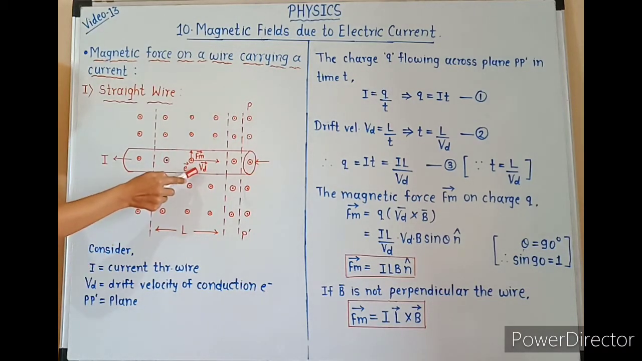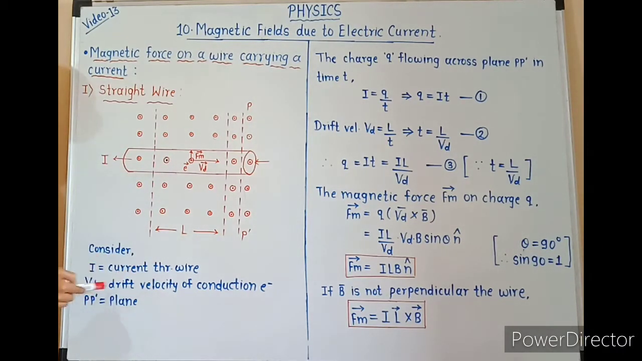This Vd means the drift velocity. In 11th standard, you have studied this concept, drift velocity. Drift velocity is the average velocity attained by the charged particles. Here the charged particles means electrons, because electrons have negative charge. The average velocity attained by the charged particles in a given medium due to electric field is known as the drift velocity.